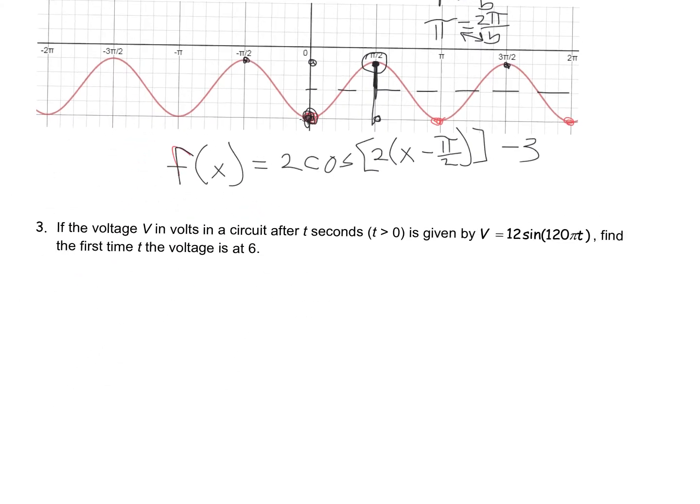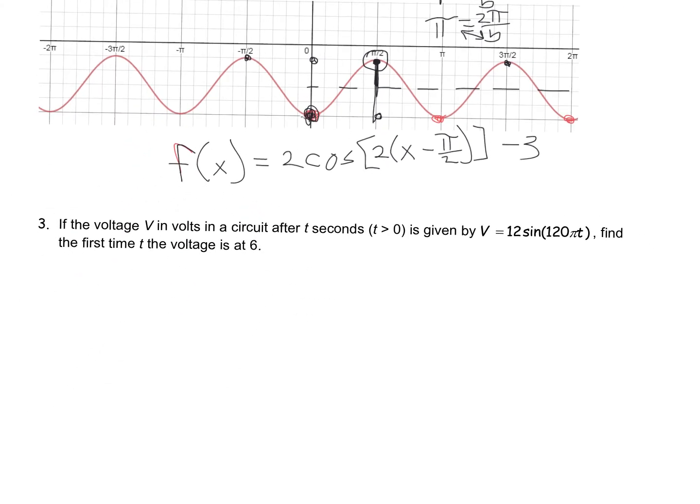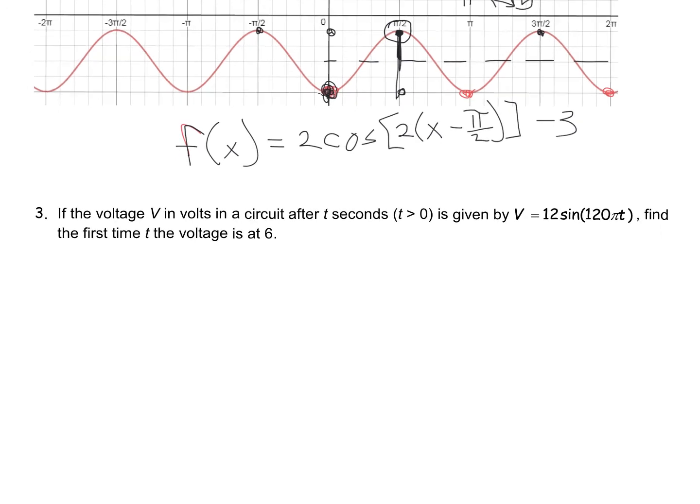Volt problem, it says that the volts of an electrical circuit are given by that function, or that equation. Find the first time t at a volt of 6, so I'm going to plug 6 in for V. And we'll take care of that first time after we get further in this problem. Talk about that. So here's our setup.